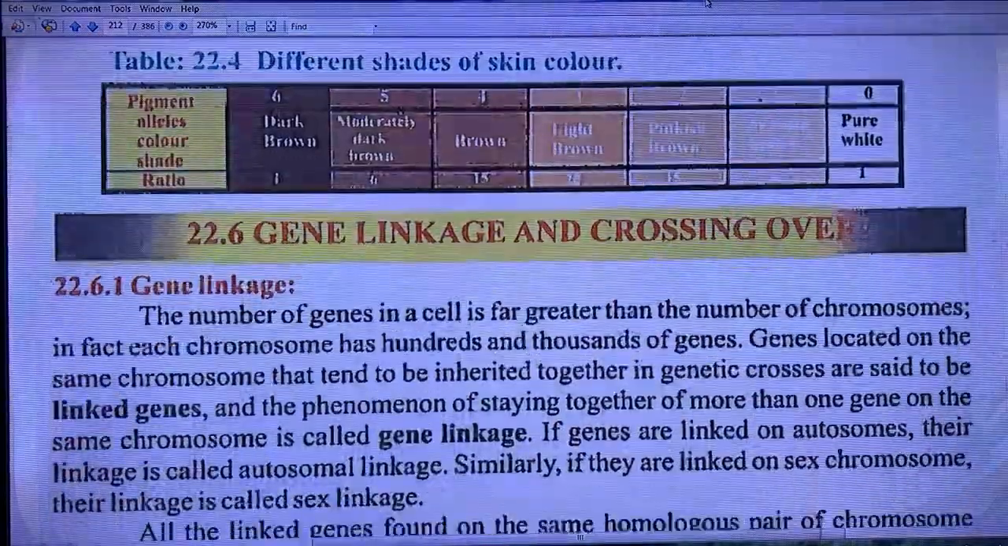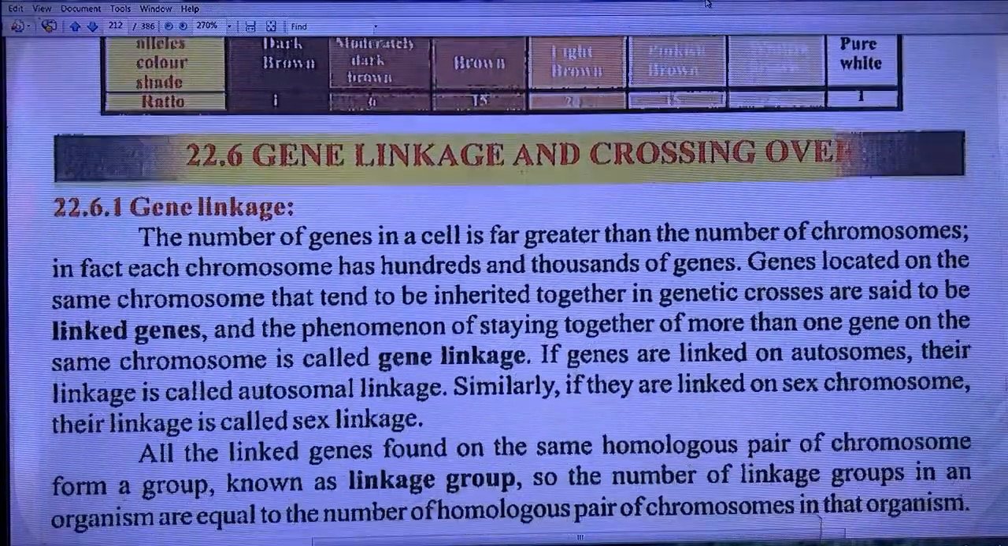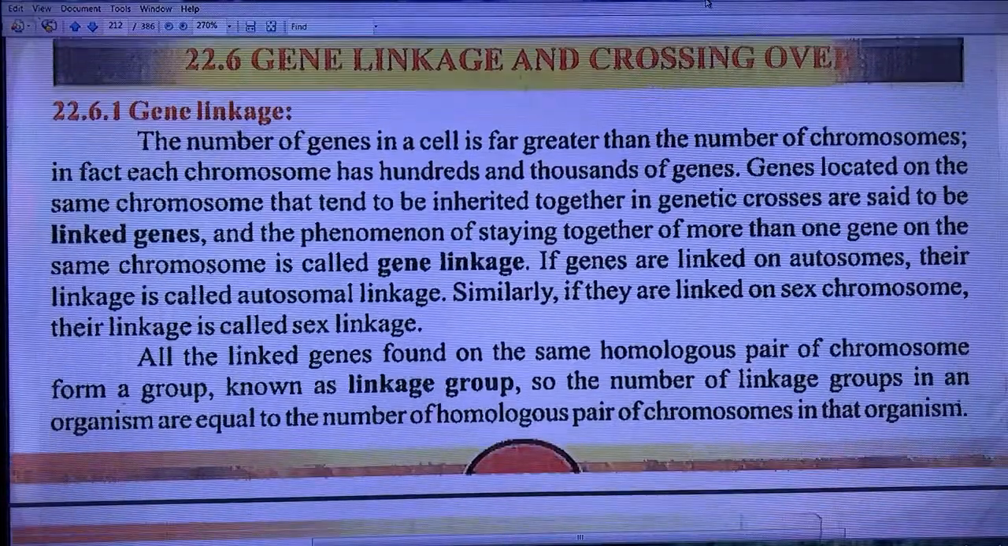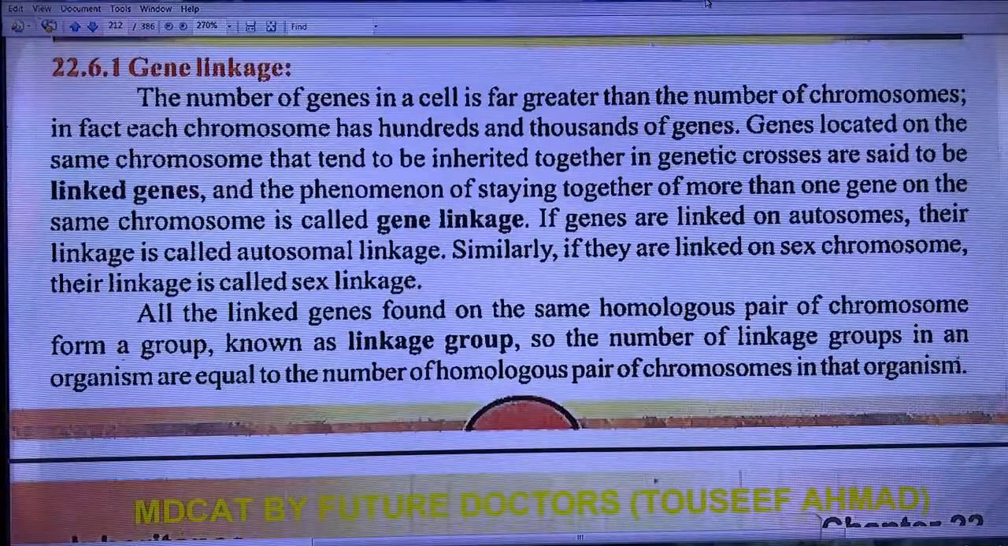Gene linkage and crossing over. Gene linkage. The number of genes in a cell is far greater than the number of chromosomes. In fact, each chromosome has hundreds and thousands of genes. Genes located on the same chromosome tend to be inherited together in genetic crosses and are said to be linked genes, and the phenomenon of staying together of more than one gene on the same chromosome is called gene linkage.